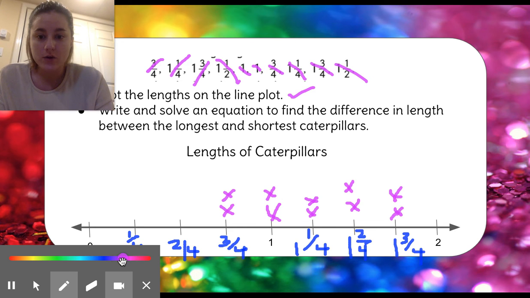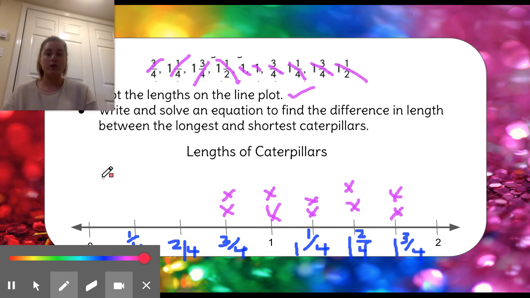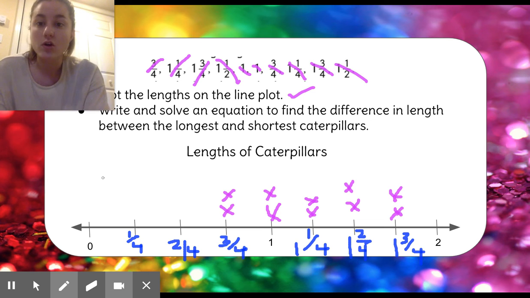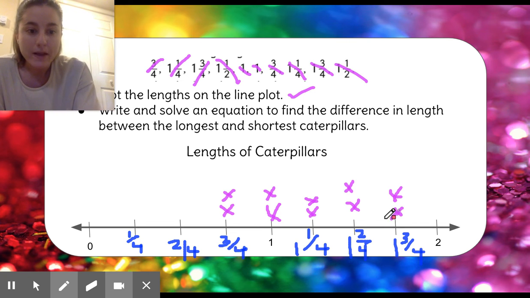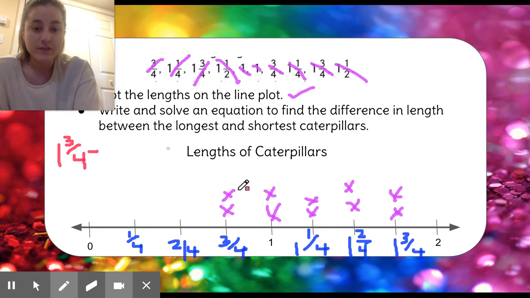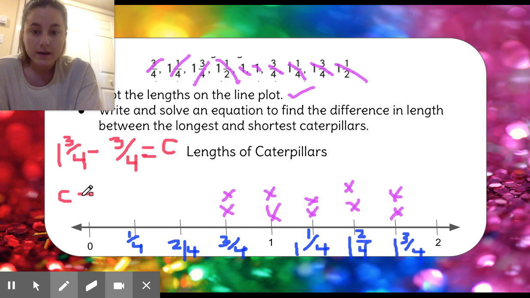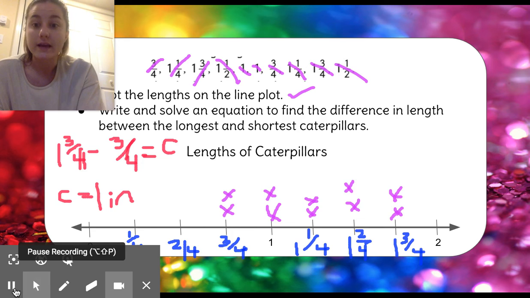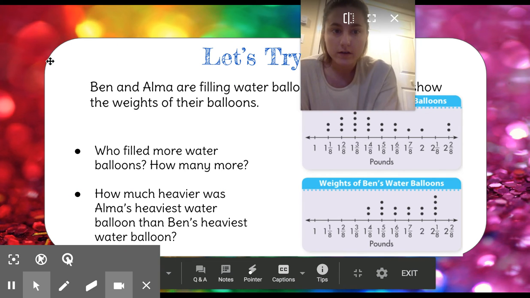Now write and solve an equation, which means we need a variable, to find the difference in length between the longest and shortest caterpillars. My longest caterpillar is 1 3/4 minus, because it says find the difference, the shortest caterpillar, which is 3/4, equals, well, we're talking about caterpillars, so equals C. C equals 1 inch, because 3/4 minus 3/4 is 0. I'm left with 1 inch.